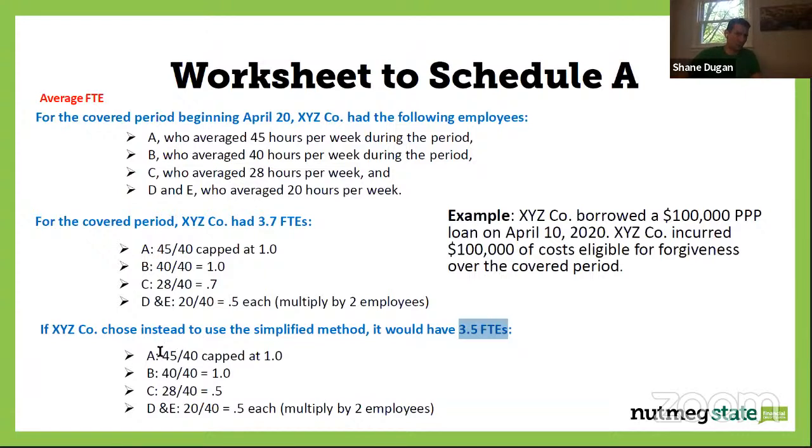And that's what that's illustrating here. So 1 doesn't change at all, right? Anybody who works over still counts as 1. B doesn't change at all. Anybody who works 40 still counts as 1.